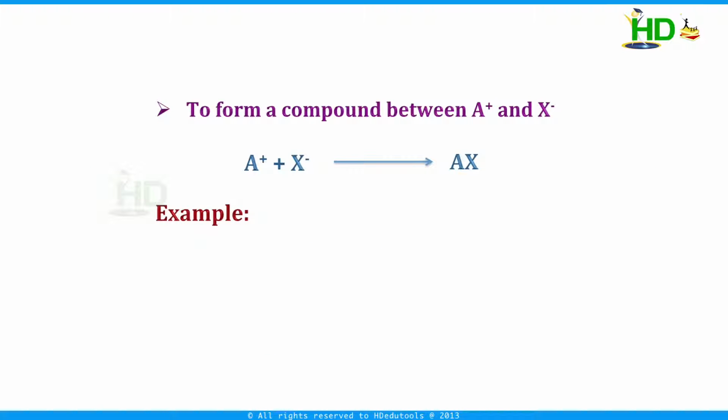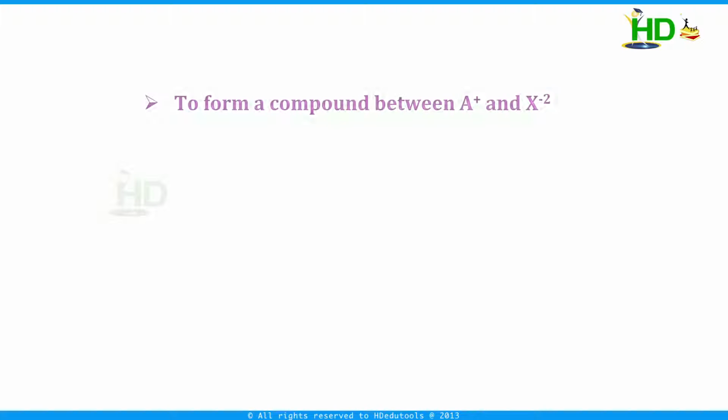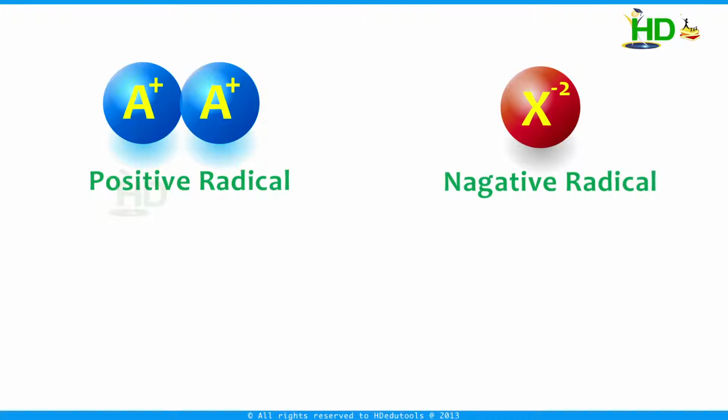For example, we consider the formation of sodium chloride. Na plus and Cl minus combine to form NaCl. The molecular formula of the compound is NaCl, that is sodium chloride. To form a compound between A plus and X minus 2, now to make a neutral compound by combining these two, how many atoms of A should combine with X?